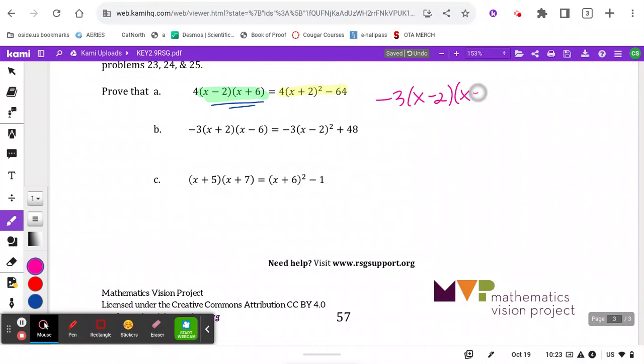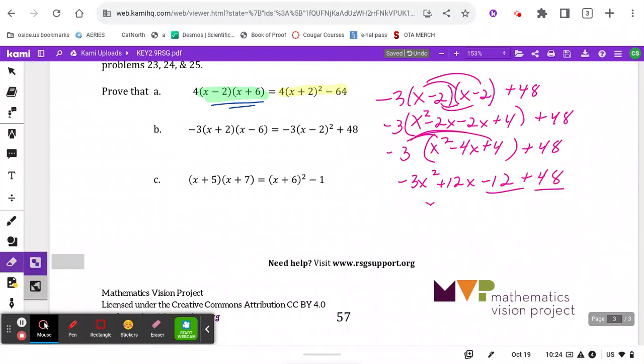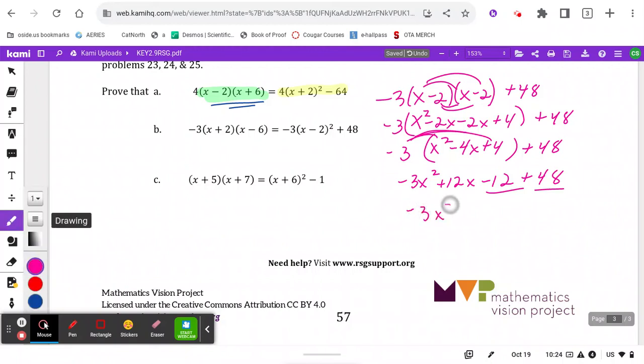The x minus 2 squared factors, I'm going to FOIL these. x squared minus 2x minus 2x plus 4, and then I get x squared minus 4x plus 4. We're then going to distribute this negative 3 to the whole thing. And I get negative 3x squared plus 12x minus 12. And then I add the constant, and I get negative 3x squared plus 12x plus 36.